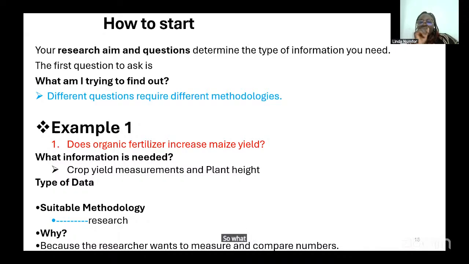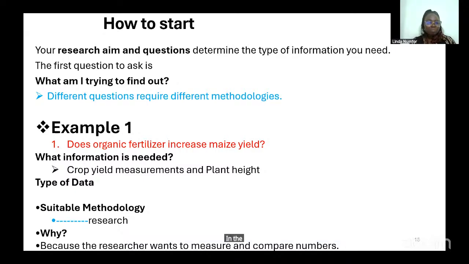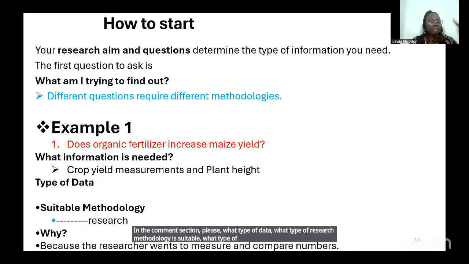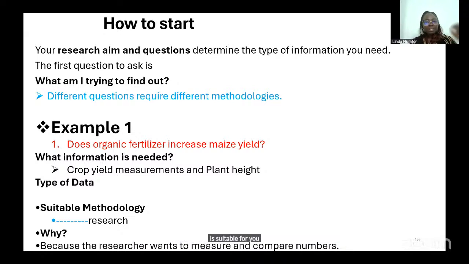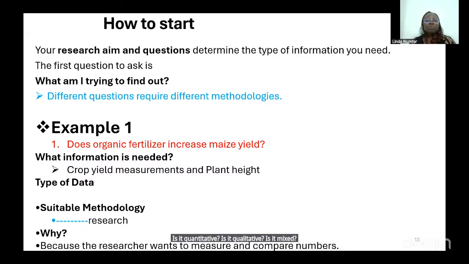So what information is needed here? You need the crop yield measurement and the plant height. But then, what type of data is suitable for this methodology? Can someone tell me the type of data that is suitable for this methodology? In the comment section, please. What type of methodology is suitable for you to carry out the research on, does organic fertilizer increase maize yield? Is it quantitative? Is it qualitative? Is it mixed? What will you use?